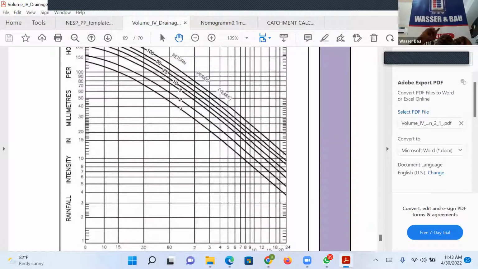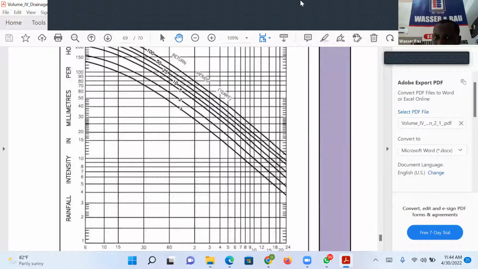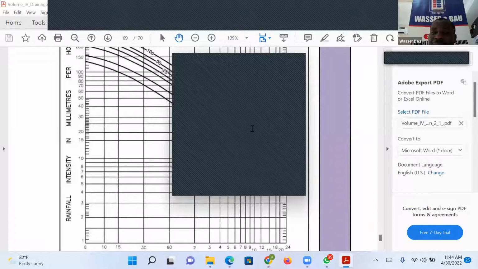Your focus is to get one rainfall data, just one, and that will be the worst case. So what is the amount of precipitation in this area? Because you are designing the sewer.